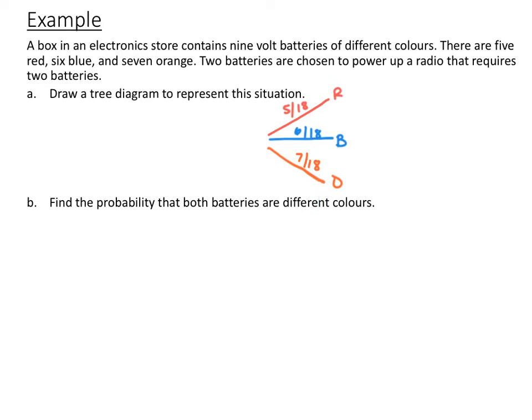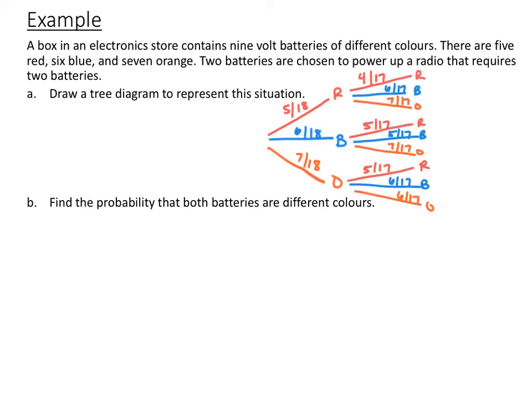Now we're going to keep that battery out because we're going to use it, and then we're going to choose a second battery. So go ahead and pause the video and try and finish the second branch of our tree diagram. So the second branch of our tree diagram, they're going to be similar in that no matter which one you pick on the first one, you're still going to have 3 options, red, blue, or orange for the second one, but the probabilities are going to change.